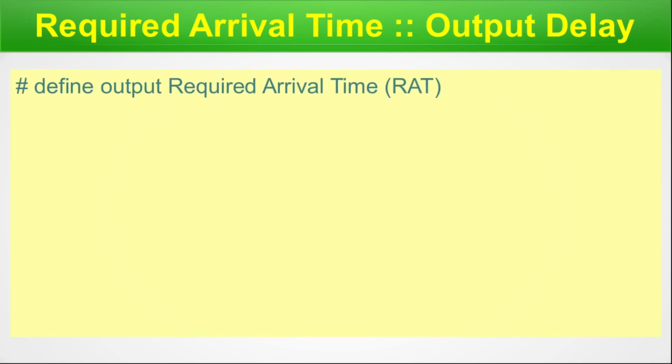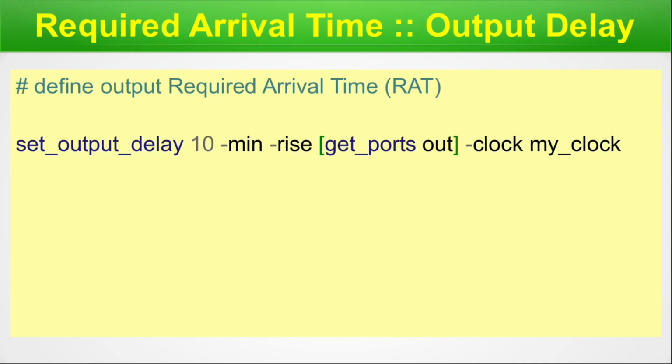Required arrival time, that is output delay. In this slide, I will exemplify command to define the required arrival time, that is output delay. Here goes our example. Define the output required arrival time, that is RAT. Set output delay 10, then we use the dash min for minimum and rise, and then we use the get ports of out and clock name my clock.